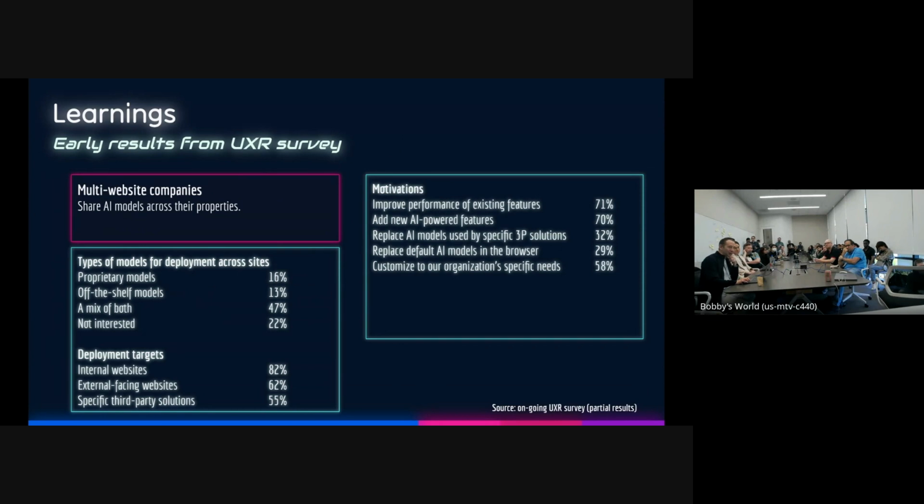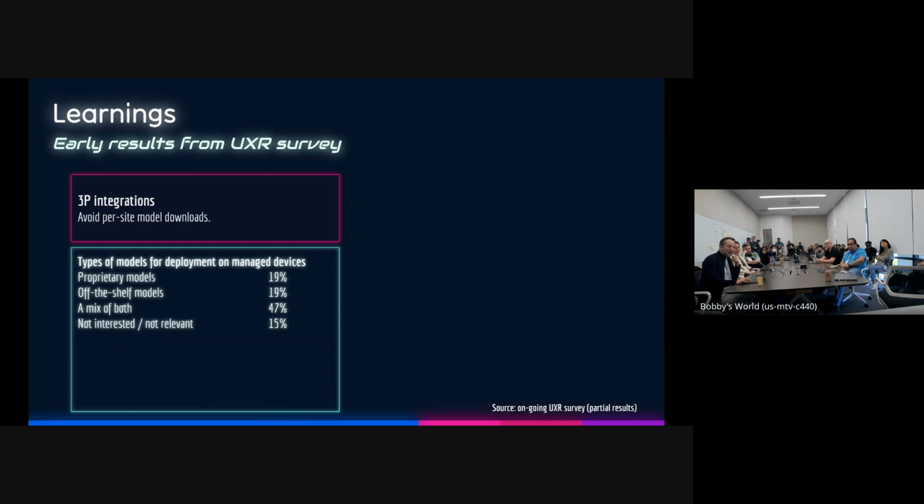Multi-website companies, this one is a bit different. You can see there's some weird things going on there. I should fix that slide later, but anyway, I can share the slides later. And then for the third-party integration, it's also similar, a mix of both off-the-shelf models and proprietary models.